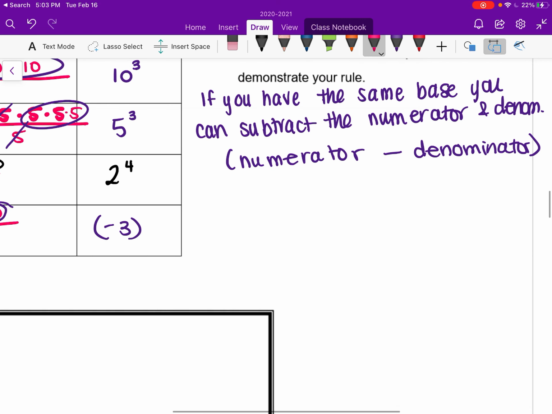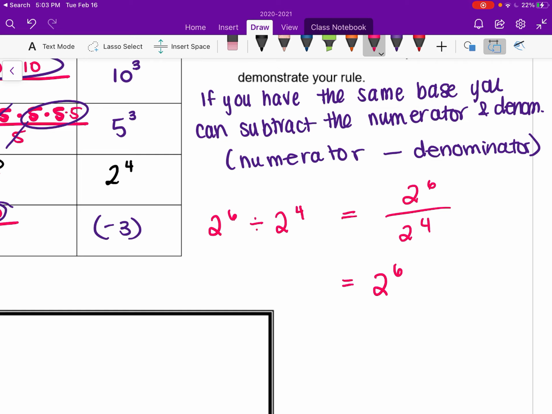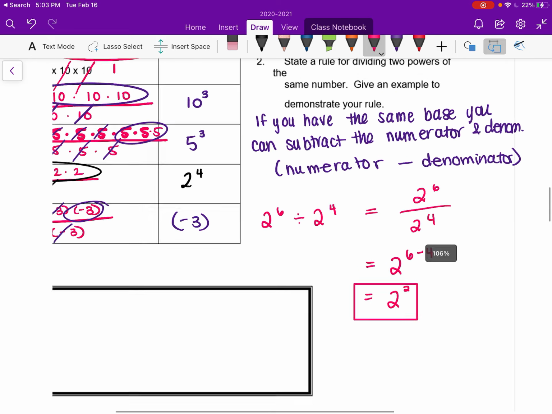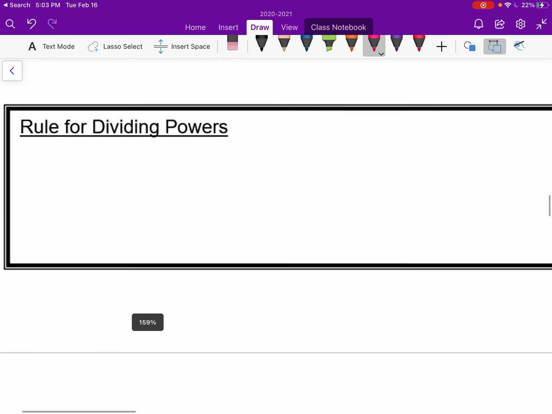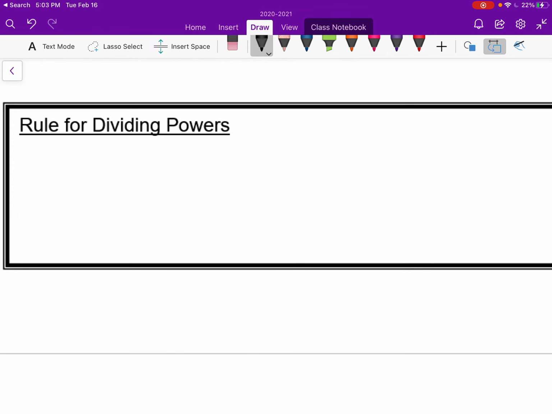So an example of this could be if you have 2 to the power of 6 divided by 2 to the power of 4. If I rewrite this as 2 to the power of 6 over 2 to the power of 4, I know that I can just subtract the numerator, which is 2 to the power of 6, minus 4, which is in the denominator, so I'm left with 2 to the power of 2. And if I wanted to leave it as a single power, I'd just leave it like that. Right? So rules for dividing fractions or dividing powers.